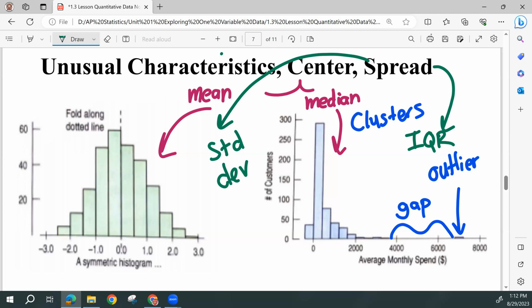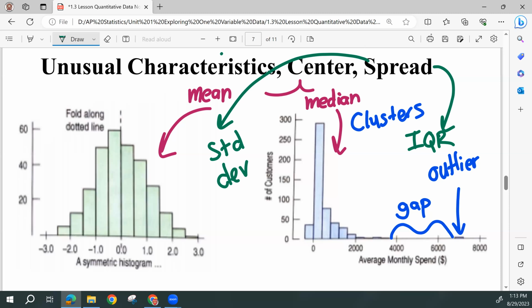So we like to talk about how these things are shaped. We want to talk about any unusual characteristics that might be interesting, like outliers or big gaps in data, or if we have a couple groupings of data we call clusters. We want to talk about where the center is. Center is like an average. On average, where are all these data points typically falling? And then how spread out is this data? Is it tightly packed? Do they span a large set of values?